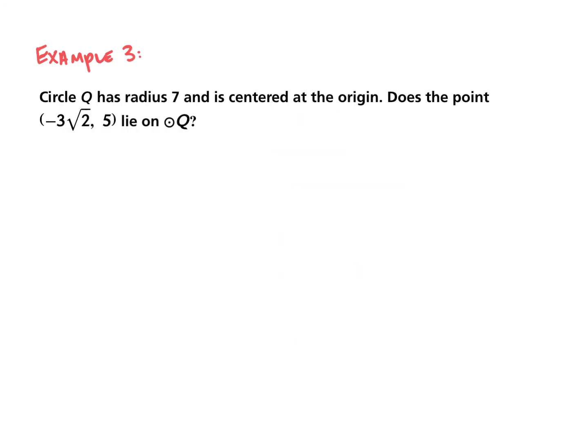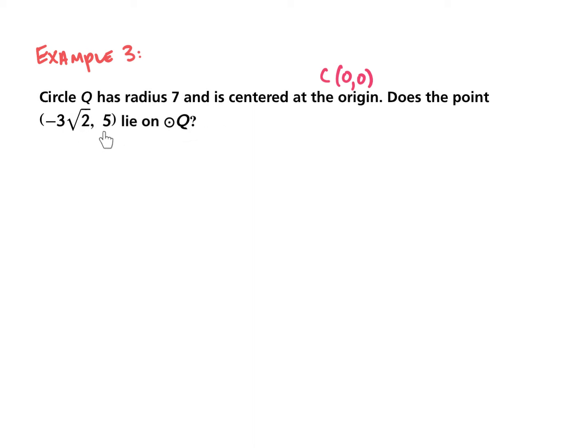Now this question is a little bit different. It says that circle Q has a radius of 7 and is centered at the origin. Let's remind ourselves what that means. It means that its center would be 0, 0. Does the point -3 root 2, 5 lie on circle Q?